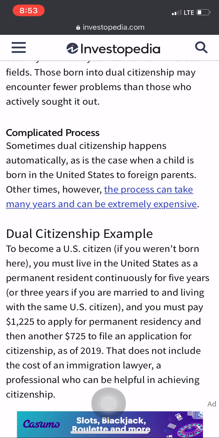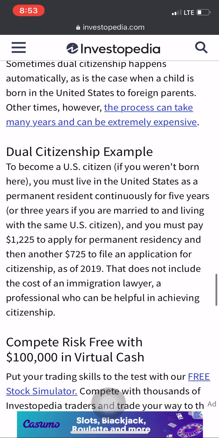Complicated process. Sometimes dual citizenship happens automatically, as is the case when a child is born in the US to foreign parents. Other times, however, the process can take many years and can be extremely expensive. Dual citizenship example. To become a US citizen, if you weren't born here, you must live in the US as a permanent resident continuously for 5 years or 3 years, and you must pay $1225 to apply for permanent residency and then another $725 to file an application for citizenship as of 2019. That does not include the cost of an immigration lawyer, a professional who can help you in achieving citizenship.